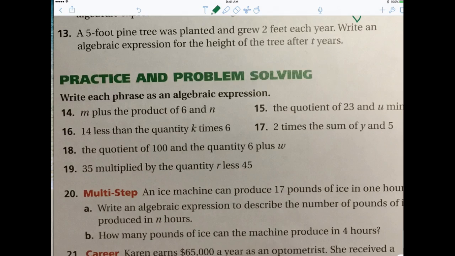10. How'd you get 10? 5 times 2. Okay, so what I want to do is I'm going to show this over here.